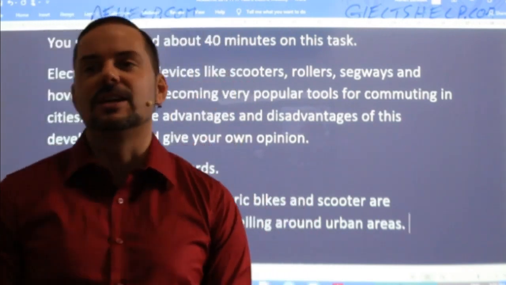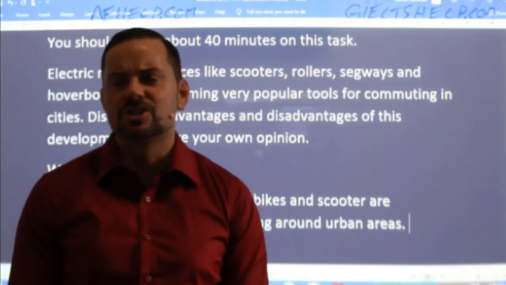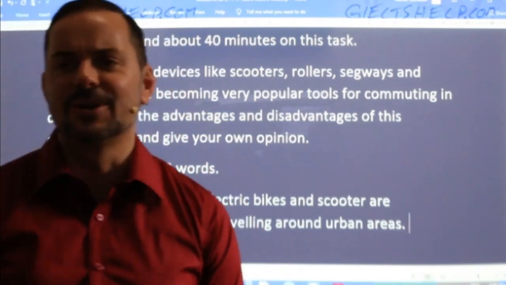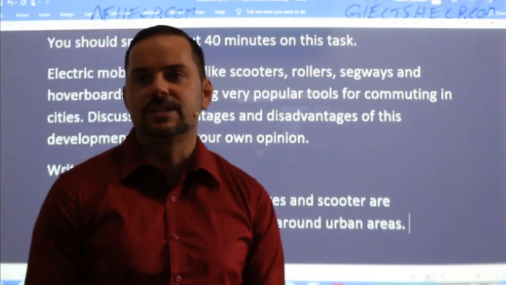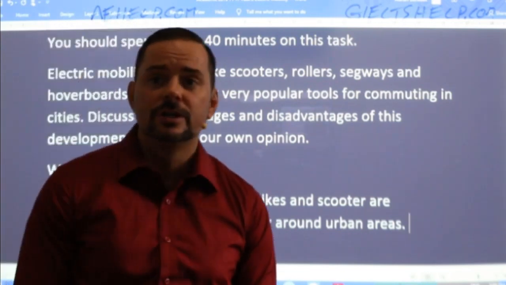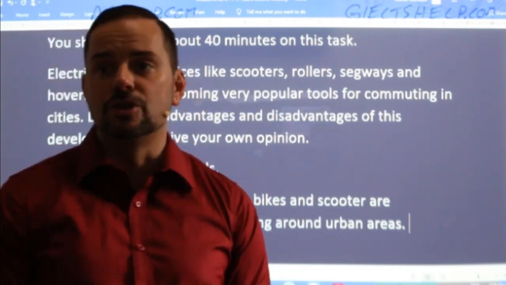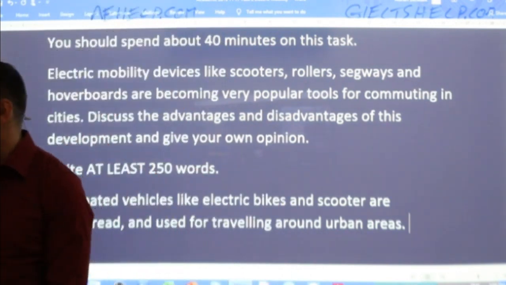Illustrate this and give your own views. Murasa, a very nice paraphrase, okay? I'll check out the missing S in a second, Burke. Pachu says personal devices like electric scooters, segways, rollers, hoverboards are gaining popularity to go to work in cities. Very good, Pachu. Okay. All right. Good so far. All right.